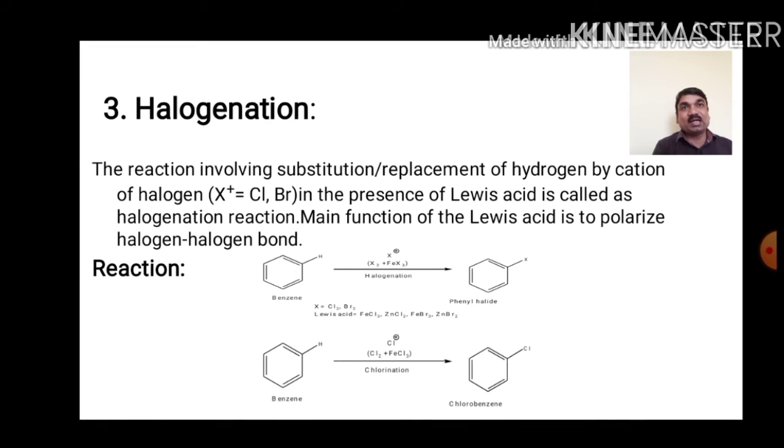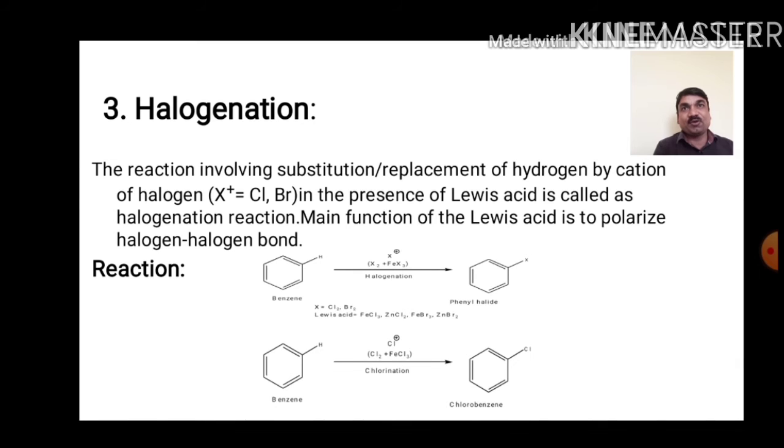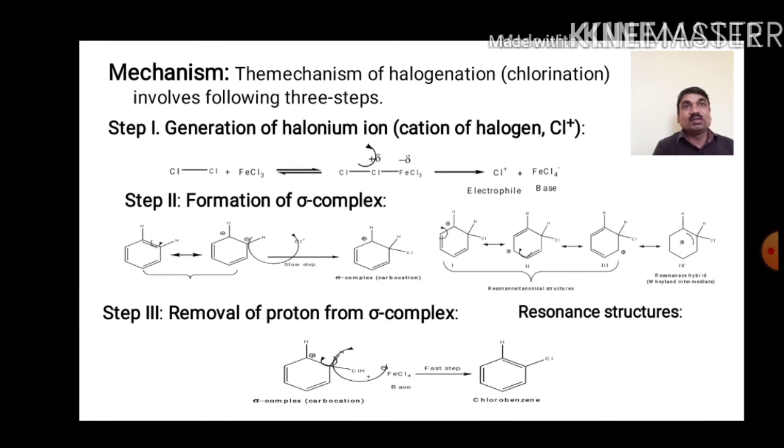The mechanism of that reaction, how the reaction proceeds, can be explained by the following steps. Similar to nitration and sulfonation, the halogenation reaction involves three steps. The first step is generation of the halogen cation. Generation of the halogen ion in halogenation requires a Lewis acid. So Cl2 in presence of the Lewis acid AlCl3 gives the electrophile Cl+.